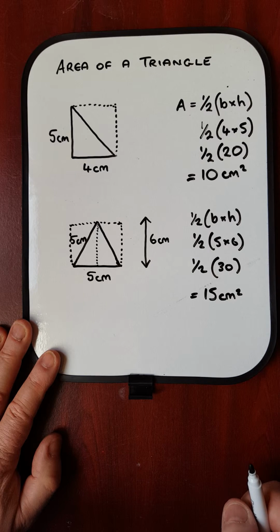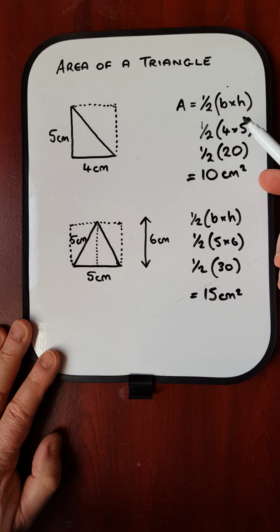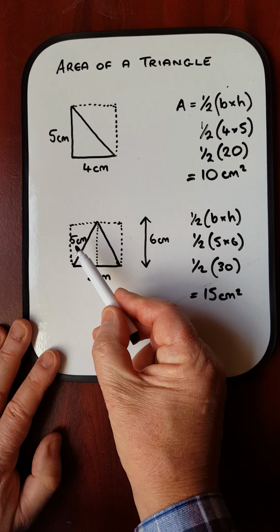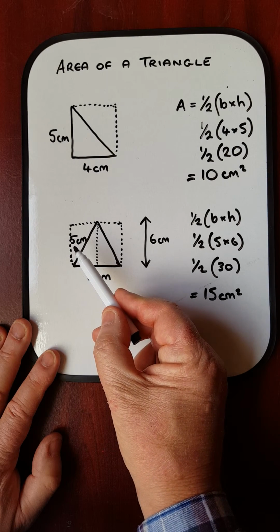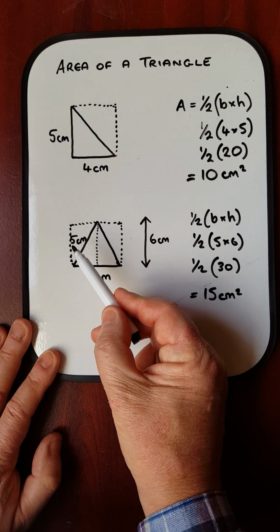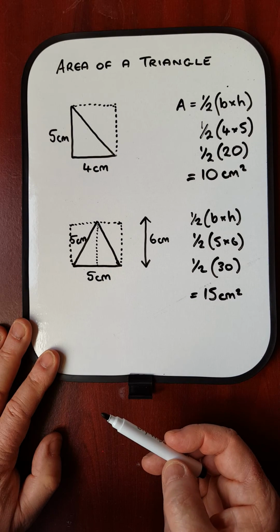Okay, so area of a triangle, half base times height. Treat it like a rectangle or a square and then half it. But don't get caught out by numbers that are attached to sloping sides. They are not going to be the base or the height. They are irrelevant. Don't take any notice of them.